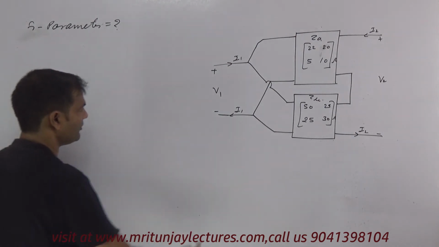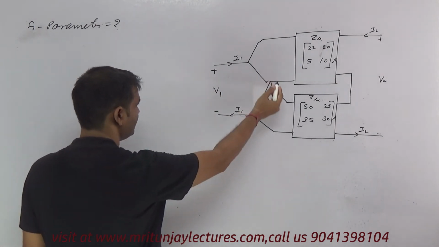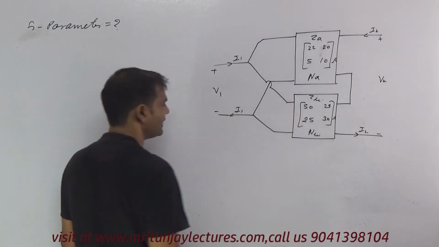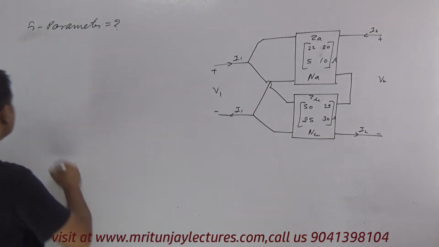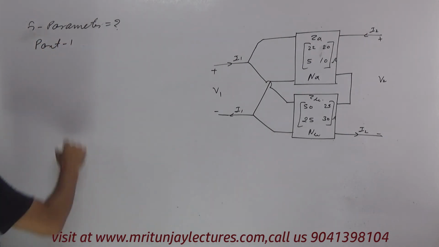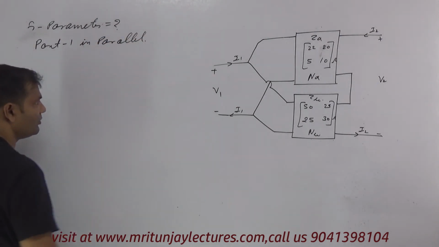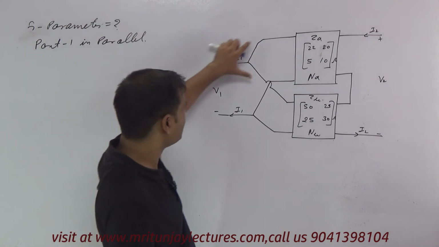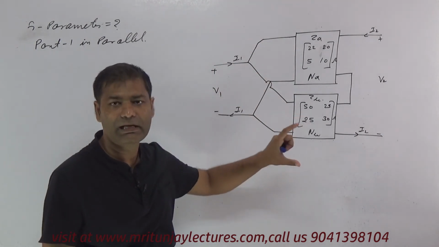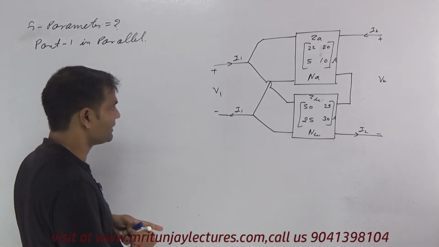Now first of all, what about port 1? At port 1, are both networks parallel or series? If this is network NA and that is NB, are both networks in parallel or series at port 1? In parallel. Why? Because the voltage V1 is the same for both NA and NB, and the current is different.